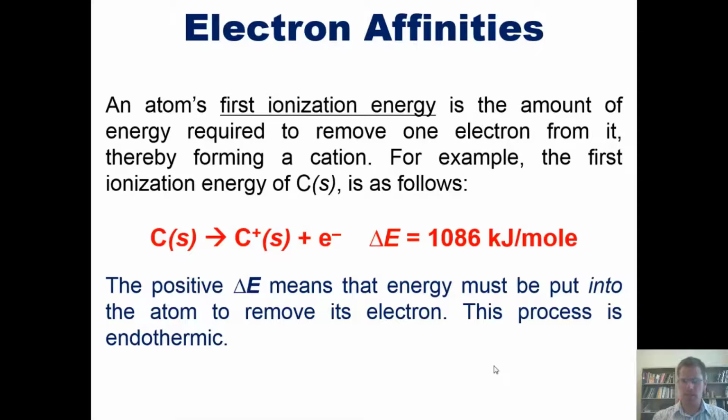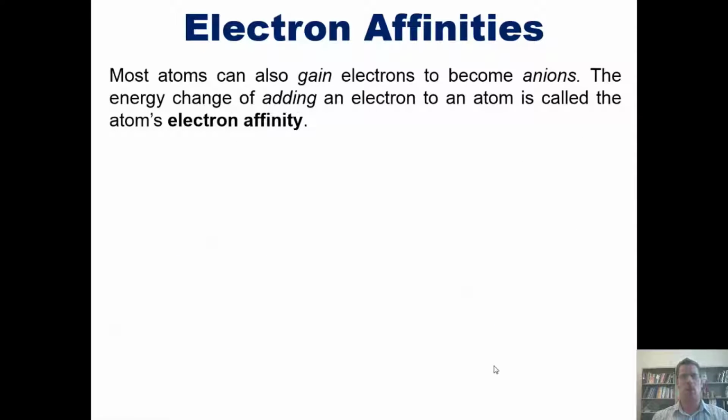Now, in contrast with this example, most atoms can also gain electrons to become anions. The energy change of adding an electron to an atom is called an atom's electron affinity. Remember, affinity is a term that means how much you want something. I have a great affinity for that thing. If you're an element, affinity is a measure of how much you want an electron.